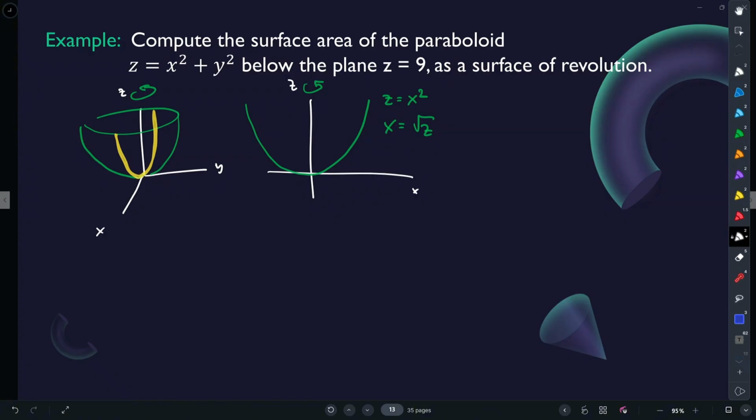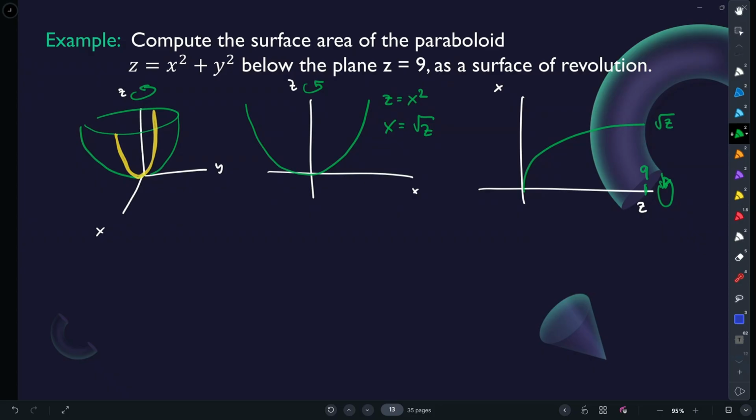So maybe it makes more sense to actually look at it this way. Here is z, here is x, and here is the function, which is the square root of z. And then I'm rotating about this axis. Okay? With that in mind, by the way, I have to reach all the way to z equals 9.